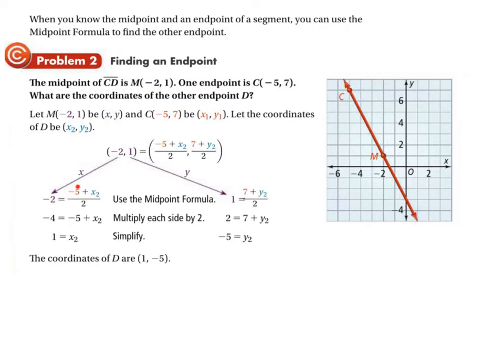We get -4 equals what we get on top, -5 plus x2, and then add 5 to both sides. We get x2, the x coordinate of that second point, is 1. And if we do the same thing over here, multiply both sides by 2, 1 times 2 is 2. And now we've got the 7 we've got to take away. So we subtract 7 from both sides, and we find that 2 minus 7 is -5. So the y coordinate is -5. So we have 1, -5.